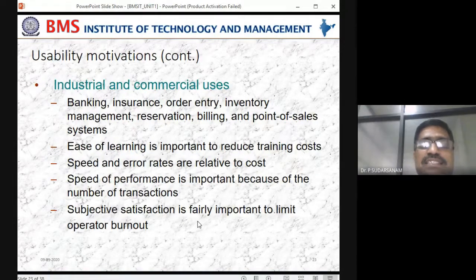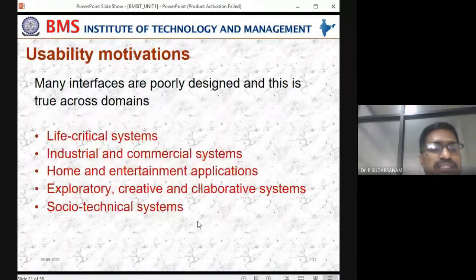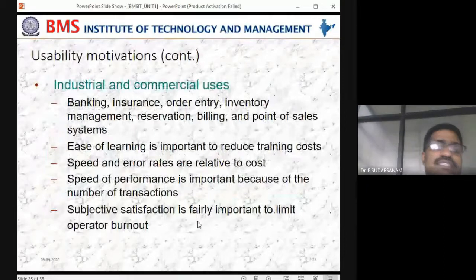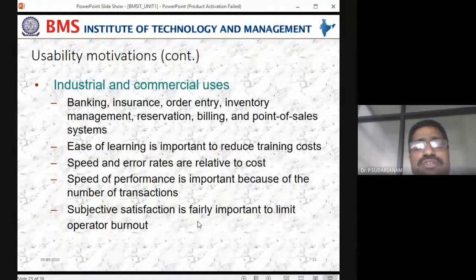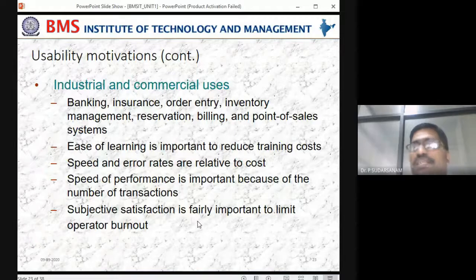Second one, industrial and commercial uses. Industrial and commercial users include banking, insurance, order entry, inventory management, reservations, billing, and point of sales systems, all these things. Industrial and commercial users are where they use all these things whenever we develop any project, with user interfaces, where all of this can happen.